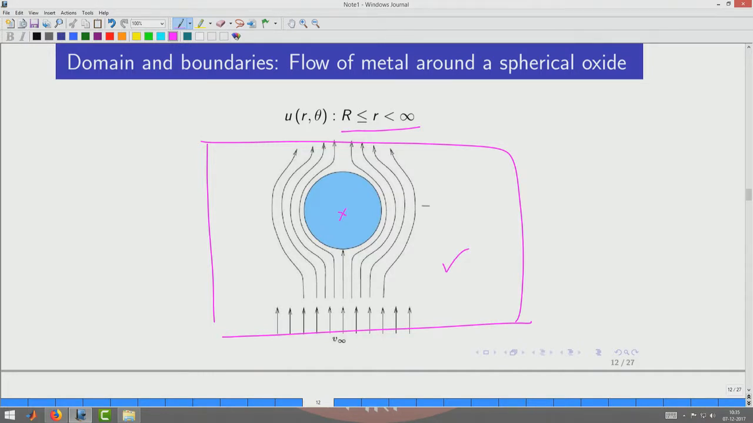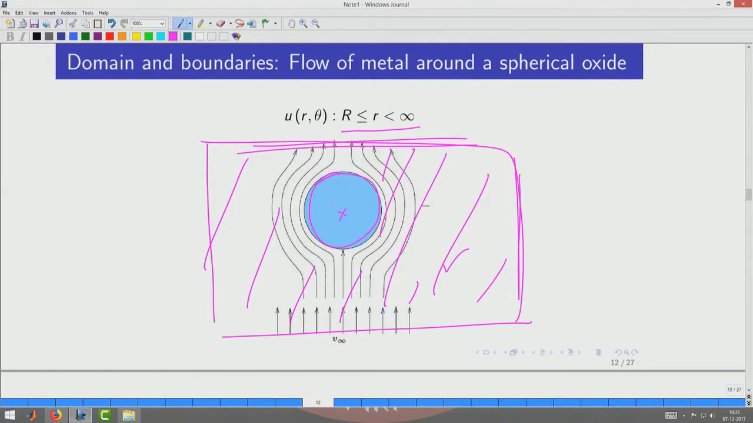So, what are our boundaries? The boundaries are basically the infinite distance and also the surface of the spherical oxide. So, that is our domain. This is all our domain, okay, and this is not our domain. Like this you could choose the domain and solve the problem. So, in this case, for example, if the flow is around the sphere, then anything outside of the sphere is our domain.